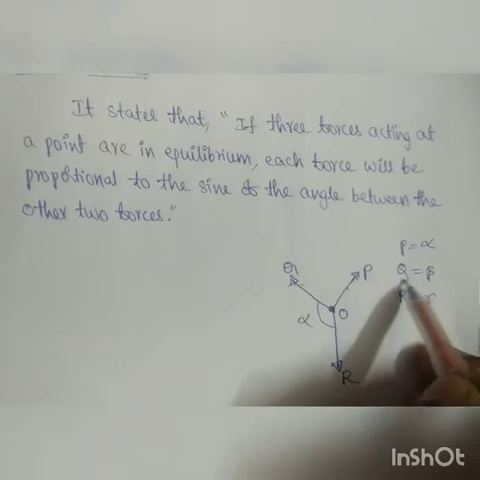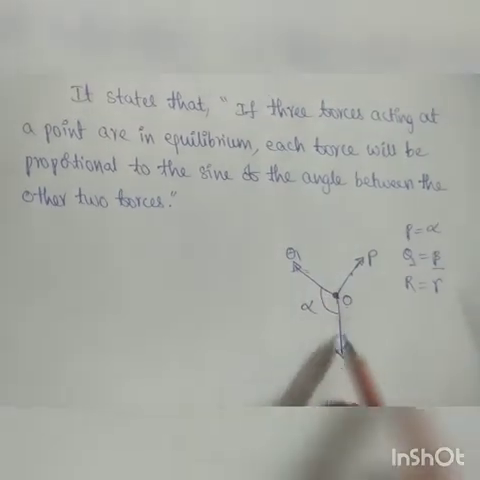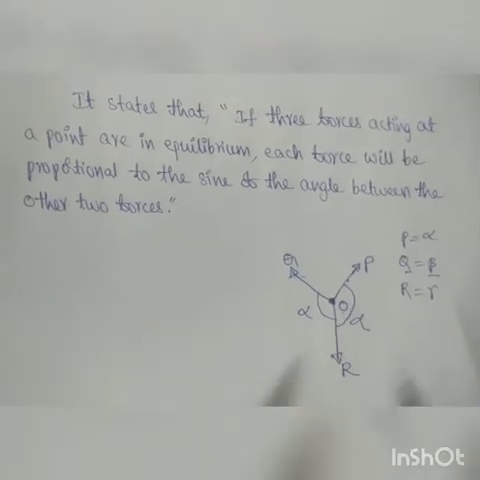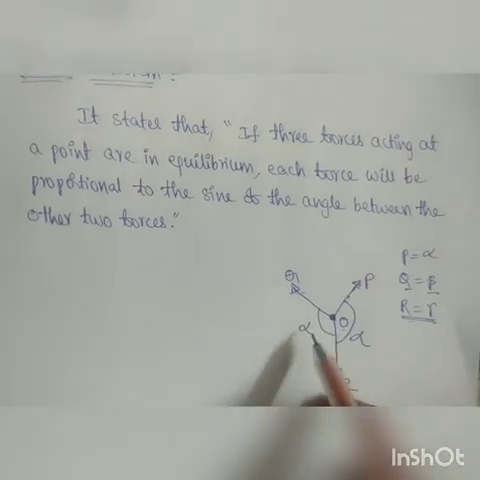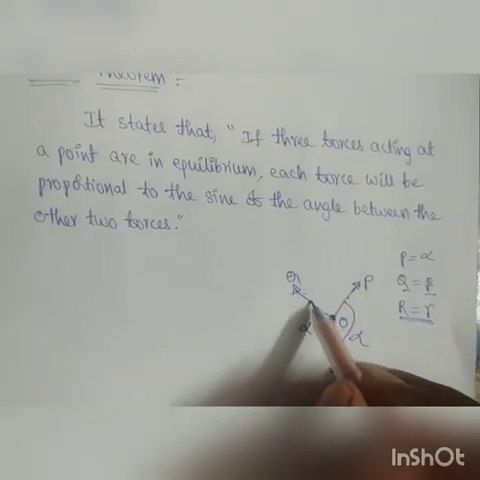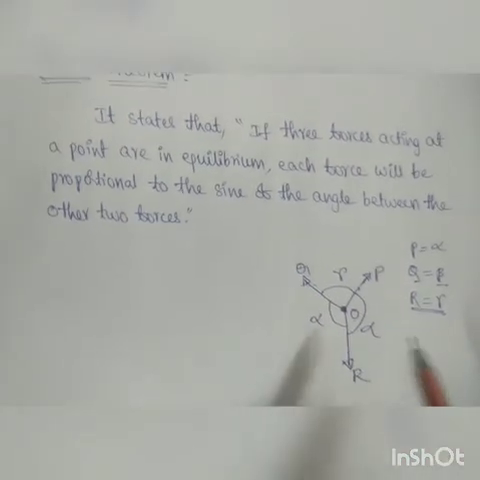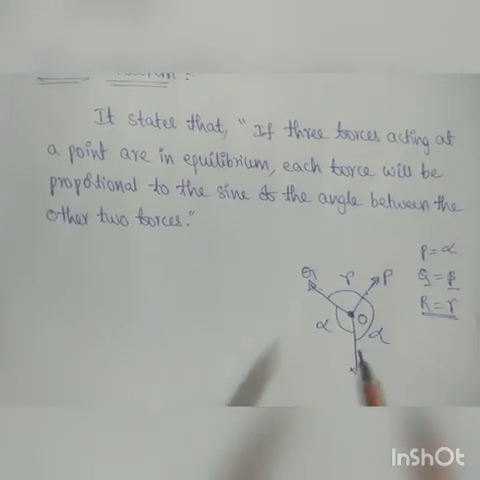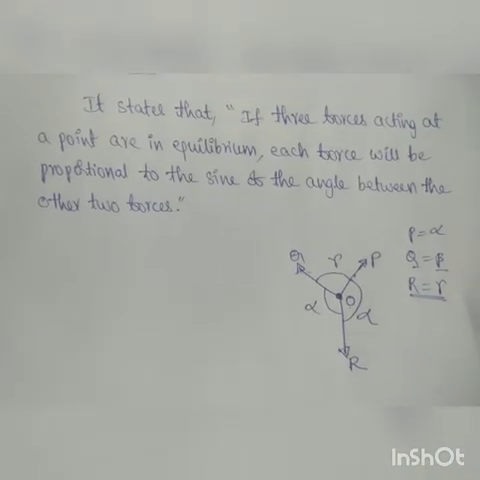As we are taking for Q the angle as beta, the beta should act opposite to that of Q in between the other two forces P and R. As we are taking for R the angle as gamma, the gamma should act opposite to that of R between the other two forces P and Q. The definition is telling that if three forces acting at a point are in equilibrium, each force will be proportional to the sine of the angle between the other two forces, as said in the diagram.